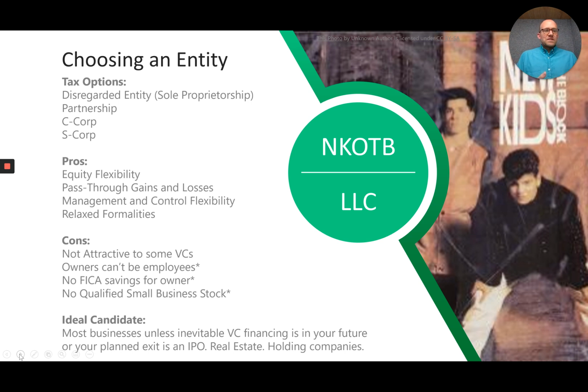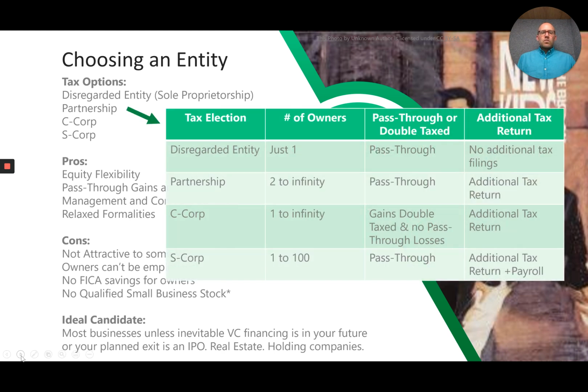When this happened, the IRS said, "Hey, look, we don't want to have to create a new tax code for a new type of entity. So what we're going to do is you guys can choose how you want this entity to be taxed." And that's why we have this whole list of different tax options. When you file an LLC, you then file an election with the IRS as to how you want to be taxed, whether as a disregarded entity, a partnership, a C Corp, or an S Corp.